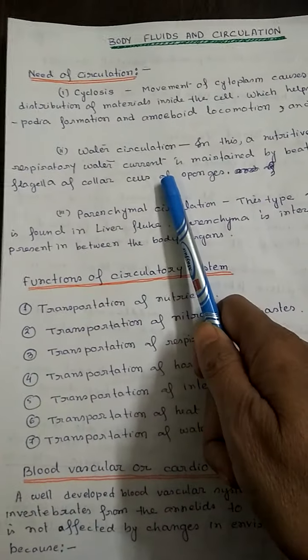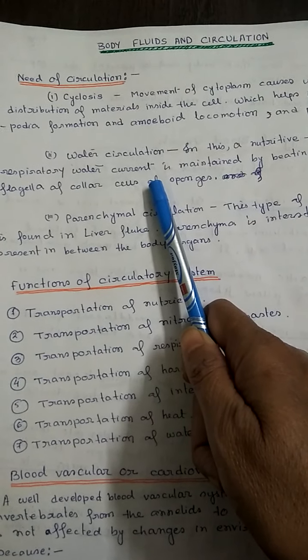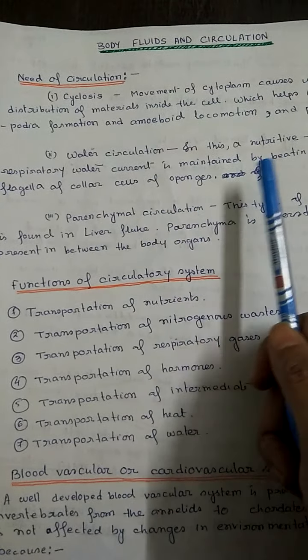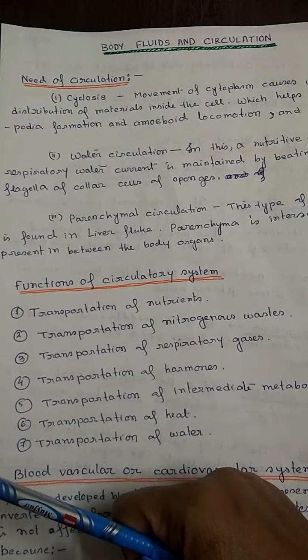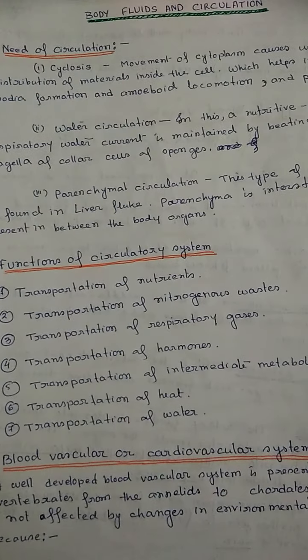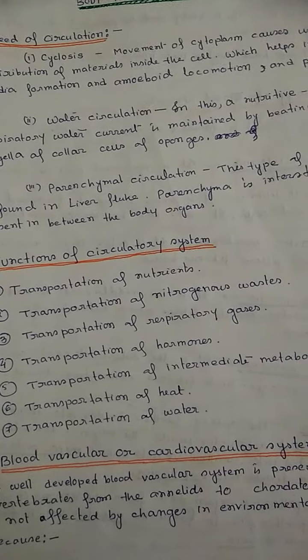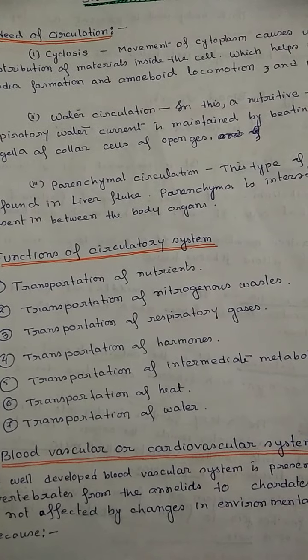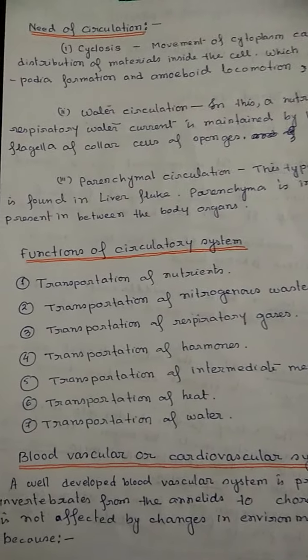Then water circulation. Water circulation is required for the beating movement of flagella in the case of protozoan animals. Then parenchymal circulation. This type of movement is found in the liver fluid. Parenchyma is an interstitial fluid present in between the body organs.